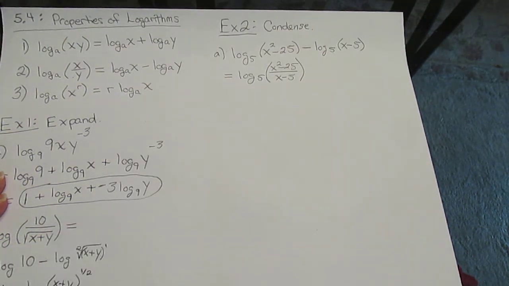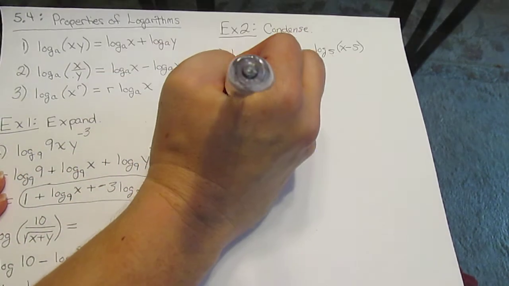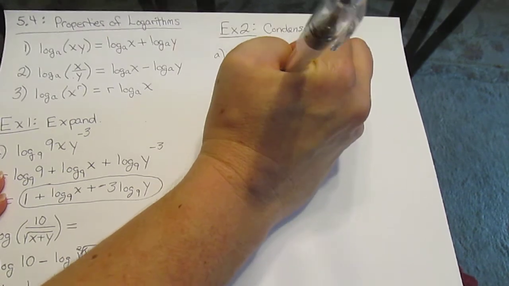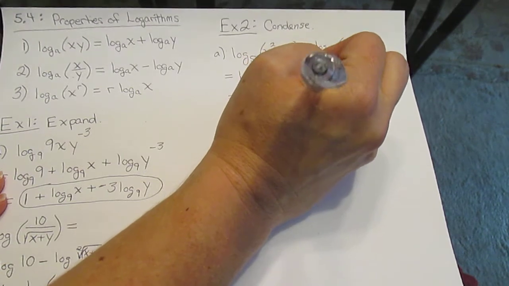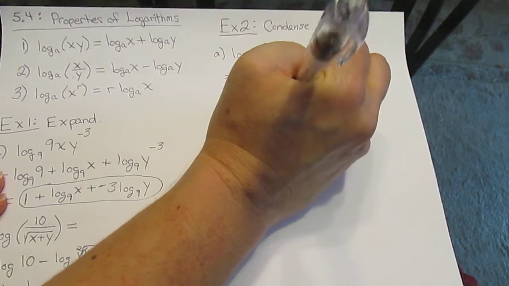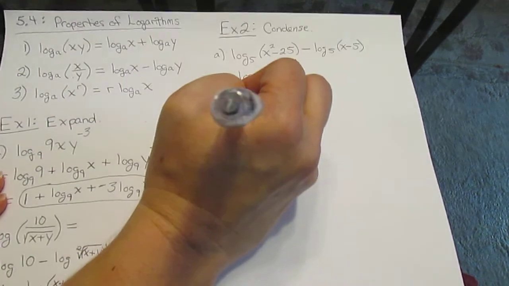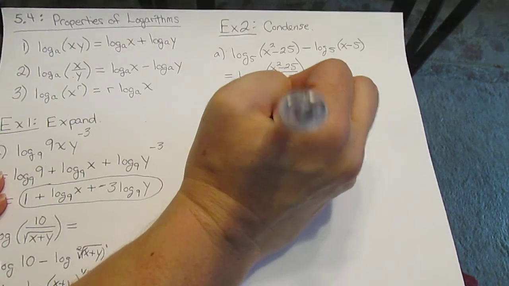Well, can I simplify it? We can factor the top. It's a difference of squares. So we've got log base 5 of x plus 5 times x minus 5 all over x minus 5. And then the x minus 5's cancel, so we're just left with log base 5 of x plus 5.